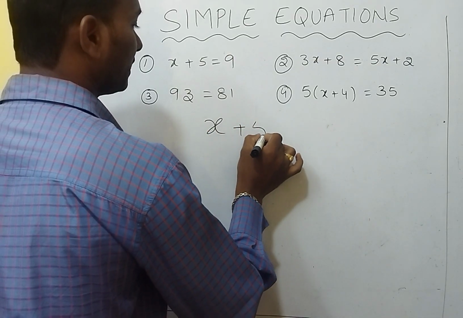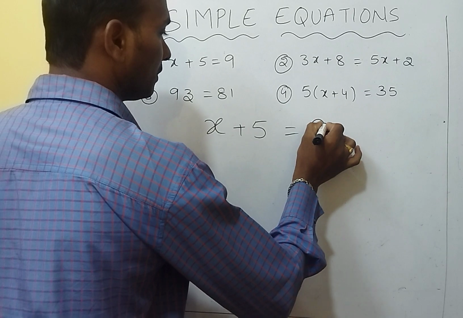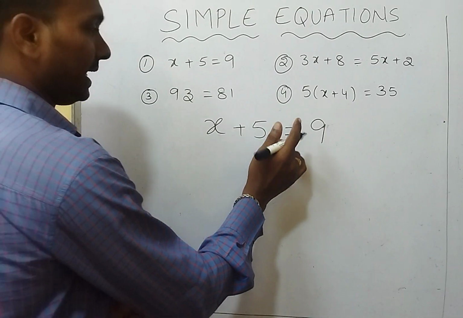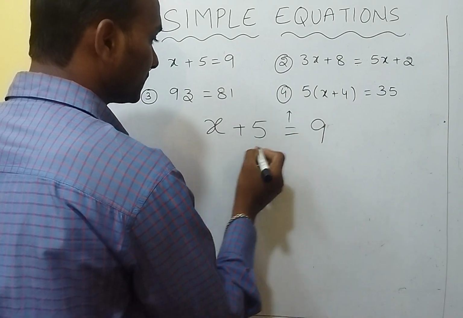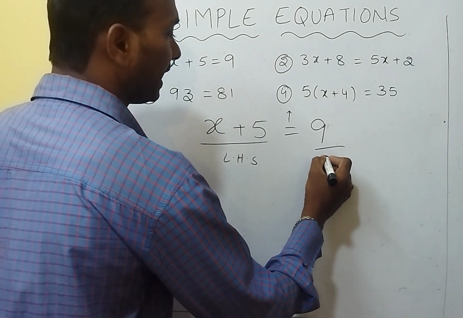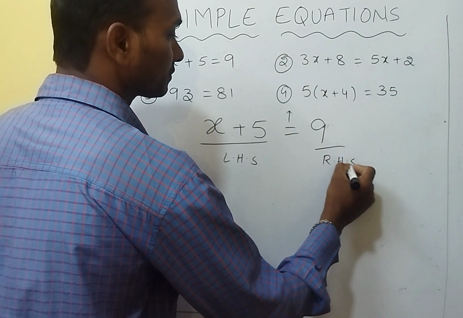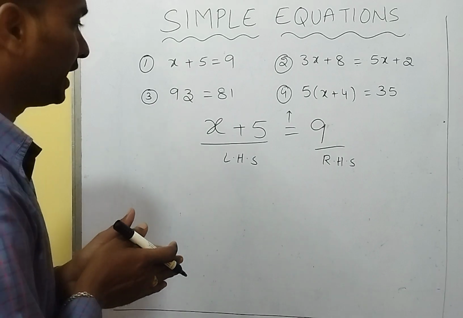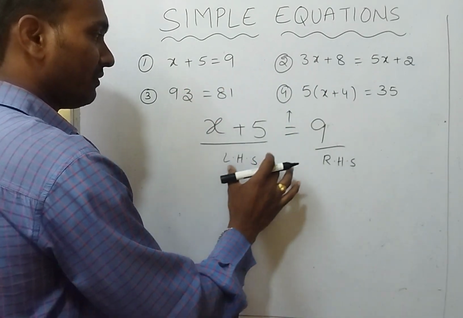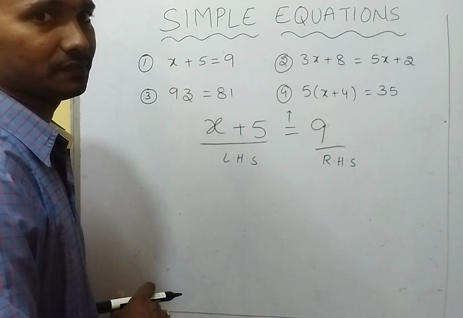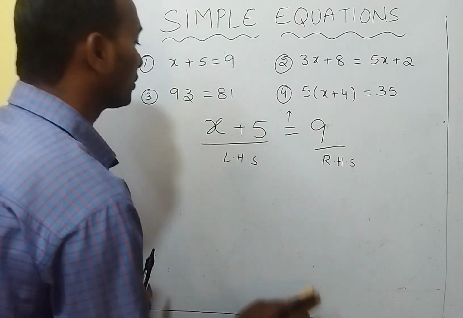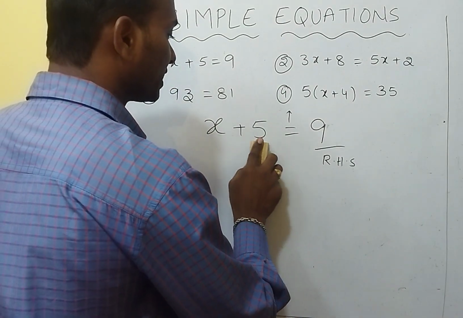x plus 5 is equal to 9. So this is the equality. This is the left hand side of the equation. This is the right hand side of the equation. So according to the rule, variable should be on the left, number on the right. So here 5 is a number, it is extra. So we have to eliminate this 5. We are going to use the balancing method to solve this problem.